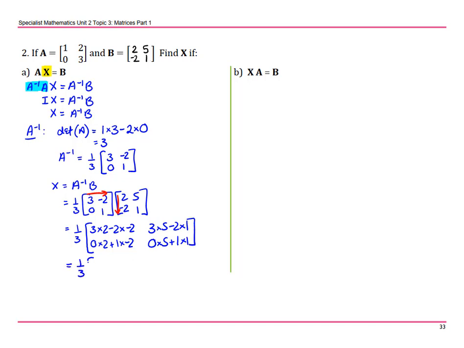So that's 1/3. 6 plus 4 is 10. 15 minus 2 is 13. 0 minus 2 is negative 2. And then we have 0 plus 1 is 1. Multiplied by the scalar. So we have 10 over 3, 13 over 3, negative 2 over 3, and 1 over 3. And we are done.